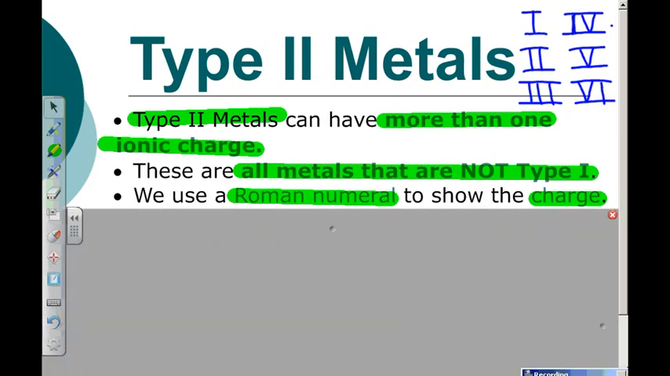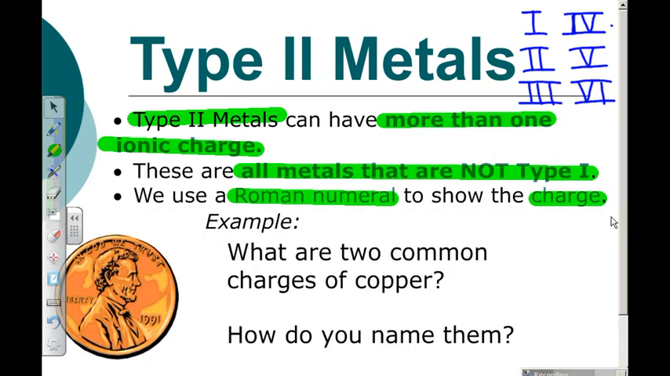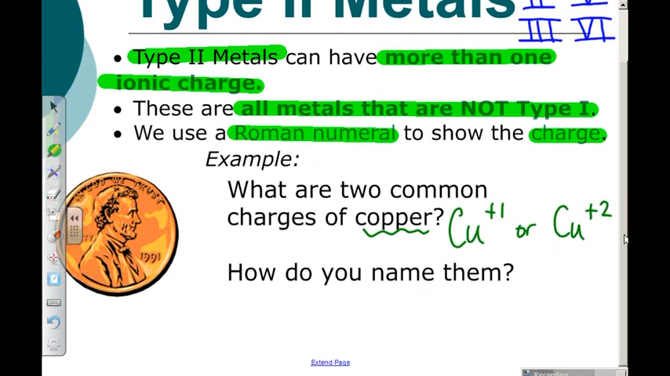Let's look at an example here. What are the 2 common charges of copper? Well, you probably don't know this, but I've been doing this long enough that I know copper can come in a +1 ion, so that would be Cu with a +1 charge, or it can come as copper with a +2 charge. In order to write a name, I need to designate which of these 2 types I have in my compound. I'm going to use Roman numerals to write their name.